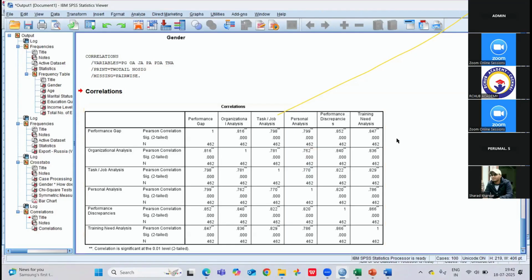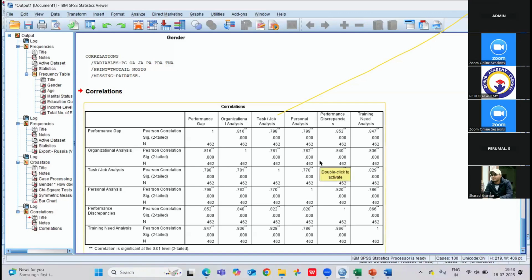So this is how you have to make the interpretation. The performance gap has a strong positive relationship with the organization analysis, performance discrepancies, and training need analysis. It has a positive relationship where the value is less than 0.8 but greater than 0.7, as with task job analysis and person analysis. If it is below 0.6, we say weak positive relationship. If it is negative, we say weak negative relationship or strong negative relationship. That's how you have to write the correlation interpretation.